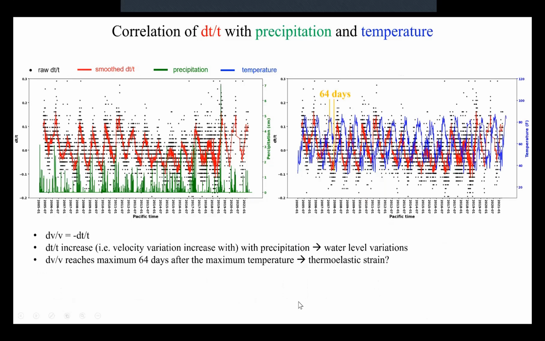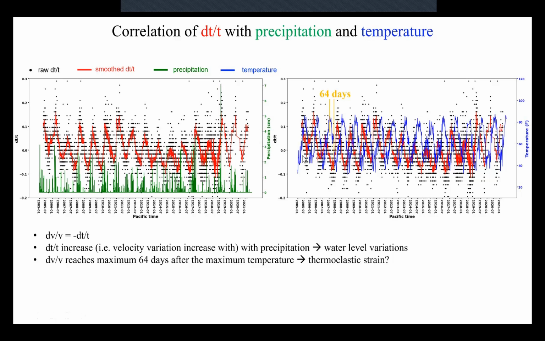Here are the results. The black dots show the measured dt over t, and the red curve shows the 11-point average. Green and blue curves present the precipitation and temperature data. As we can see, the dt over t increases with precipitation. Especially, there is a general decreasing trend of dt over t amplitude during the dry years between 2014 to 2017. This suggests velocity variations induced by water level changes in the top 6-meter.